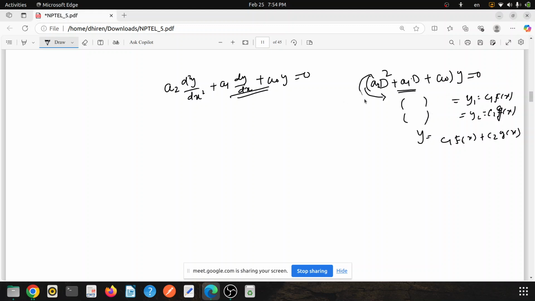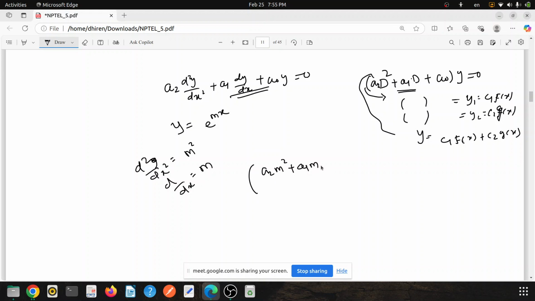Apart from this technique, there is another technique. Suppose we assume y is equal to e to the power mx. Then d square y by dx square is m square, d by dx is m. So similar to this we can write the equation as a2 m square plus a1 m plus a0, and we took y as e power mx, so in the place of y we put e power mx, equal to 0. Since this e power mx cannot be 0, a2 m square plus a1 m plus a0 will be equal to 0.